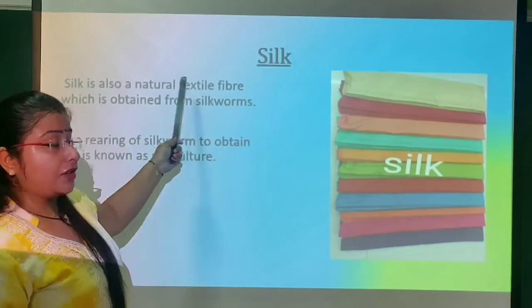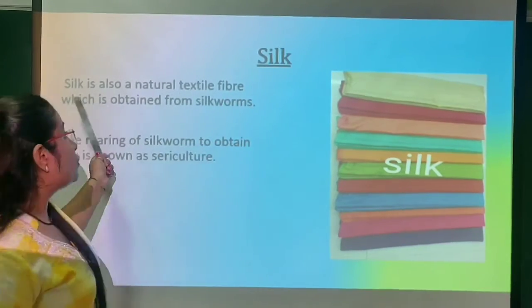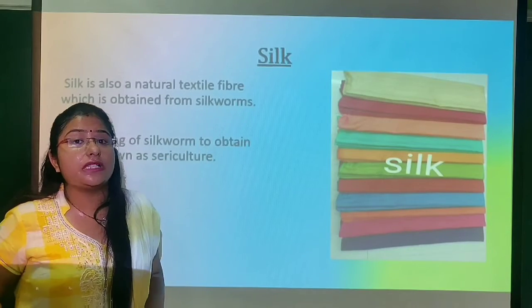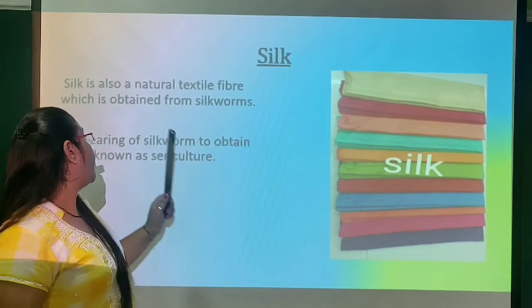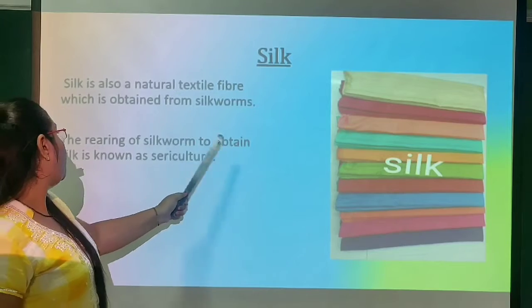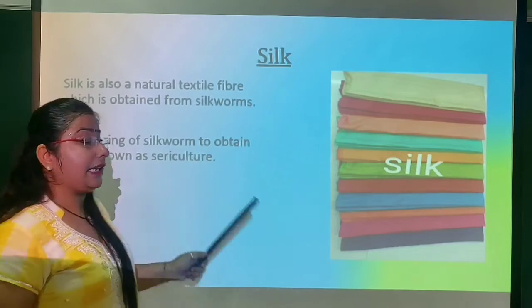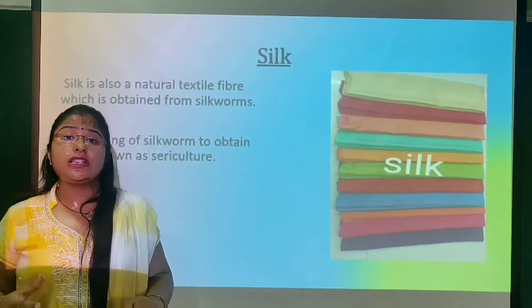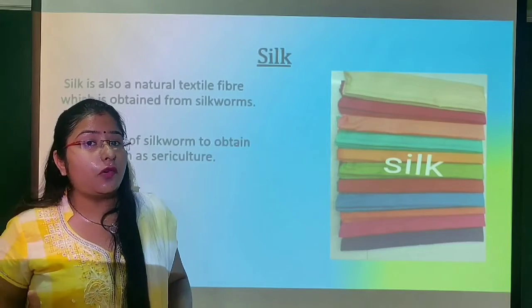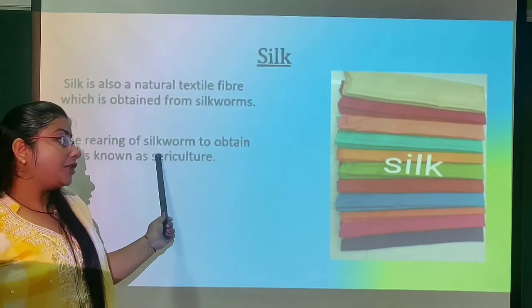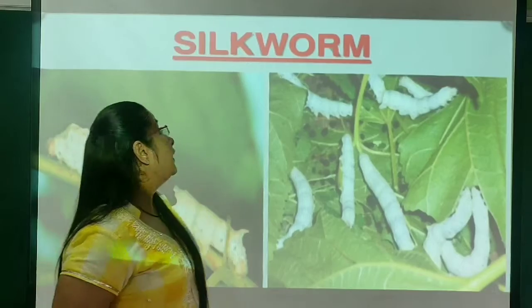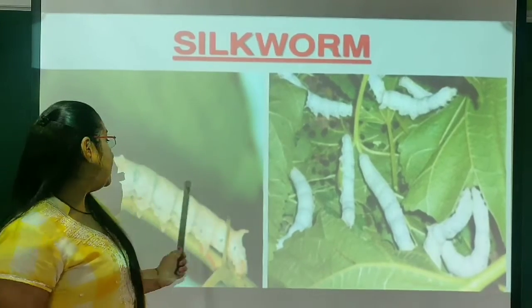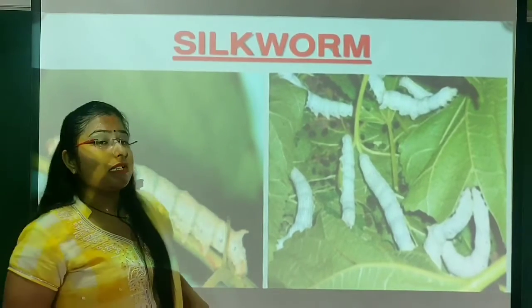Now we will talk about silk. Silk is also a natural textile fiber which is obtained from the silkworm. Silkworm is an animal which gives us silk. The rearing of silkworms to obtain silk is known as sericulture. The whole process of obtaining silk from silkworms is known as sericulture. This is silk. This is a picture of a silkworm, the animal that gives us silk.